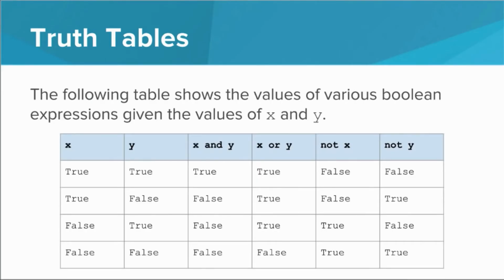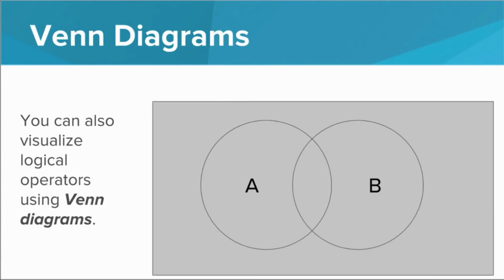This table shows the values of various Boolean expressions given the values of x and y. I'll let you study this slide on your own. You can visualize logical operators using Venn diagrams. Imagine that the variable a represents whether or not a dart landed in circle A, and the variable b represents whether or not a dart landed in circle B.